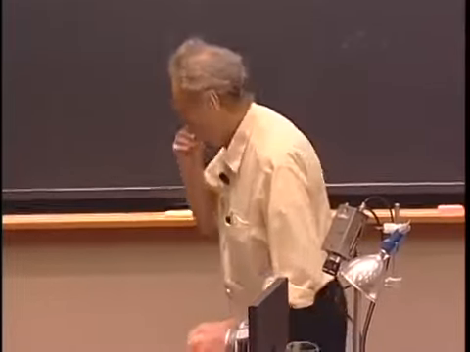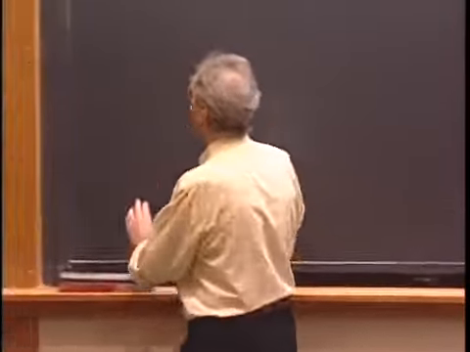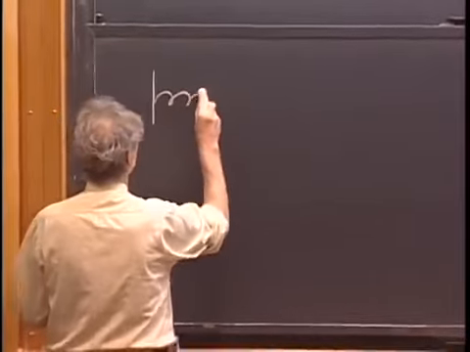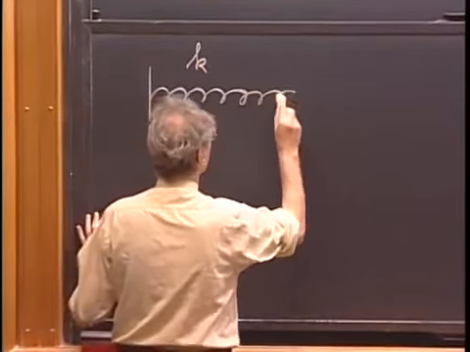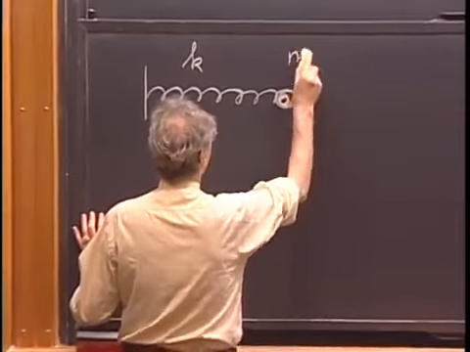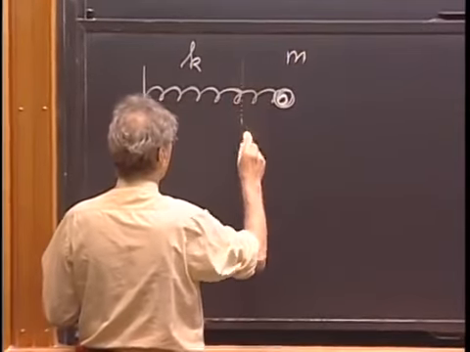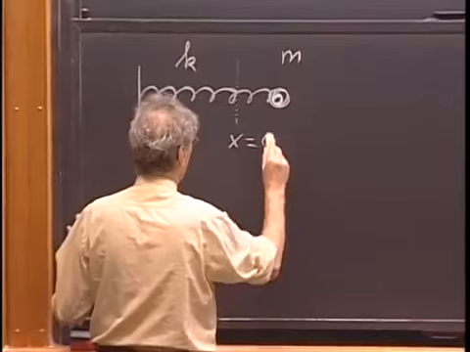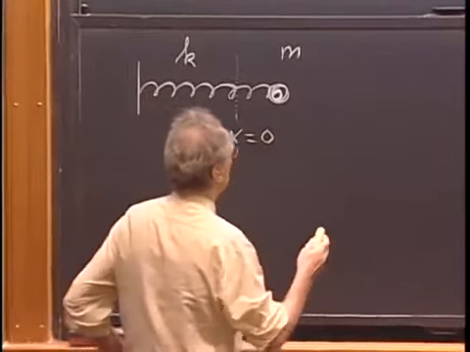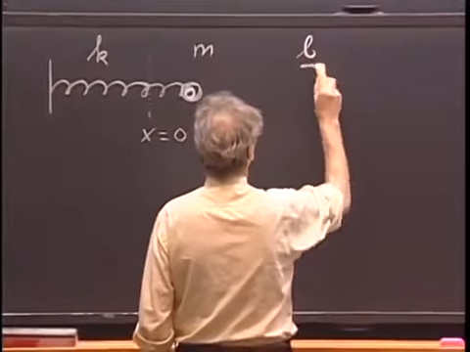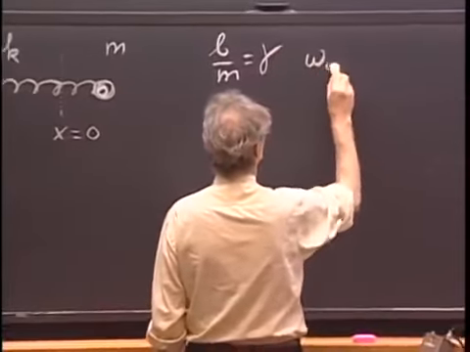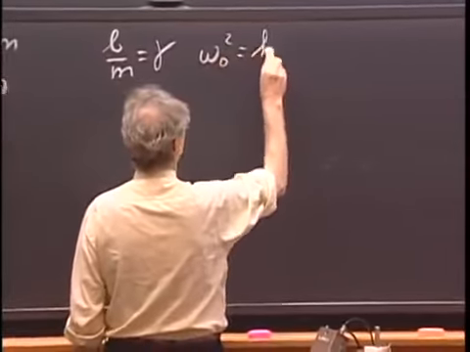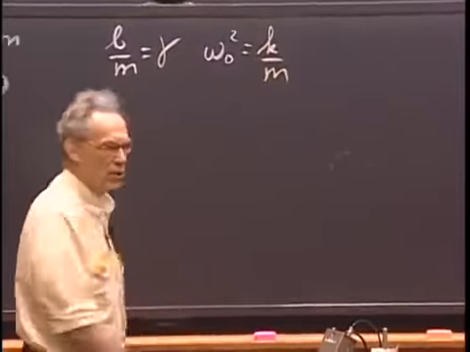result is. And let's start with a simple example that I have here. A spring with spring constant k and an object of mass m. Let this be the equilibrium position, x equals 0. There will be damping. I will introduce again b over m equals gamma, and omega 0 squared equals k over m. We've seen this before.